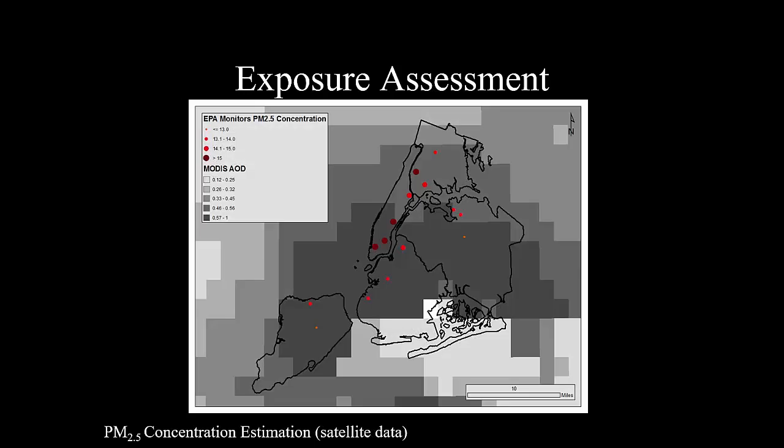This shows remotely sensed data, meaning satellite data, from the Moderate Resolution Imaging Spectroradiometer, or MODIS. The darker areas have higher concentrations of particles. However, this also has some limitations in that the resolution is pretty low, and the measurements come from the entire air column from the Earth to the satellite, so they may not represent what humans are really being exposed to.